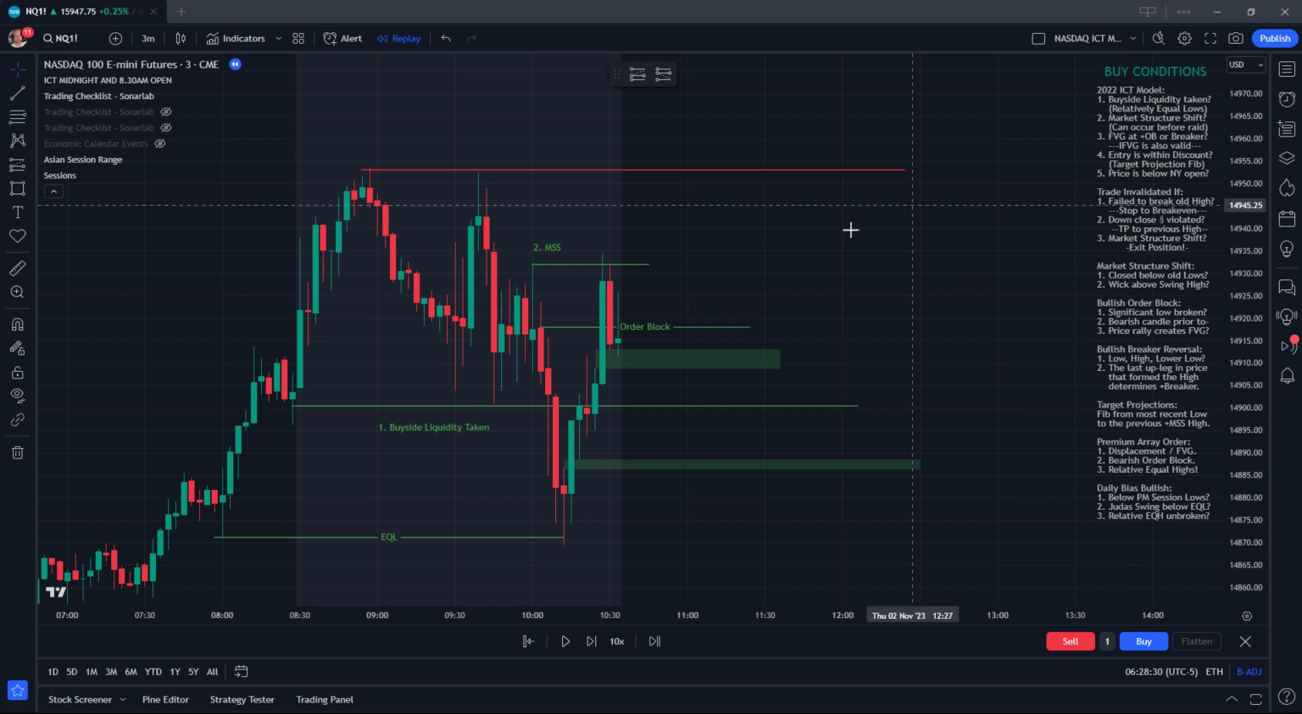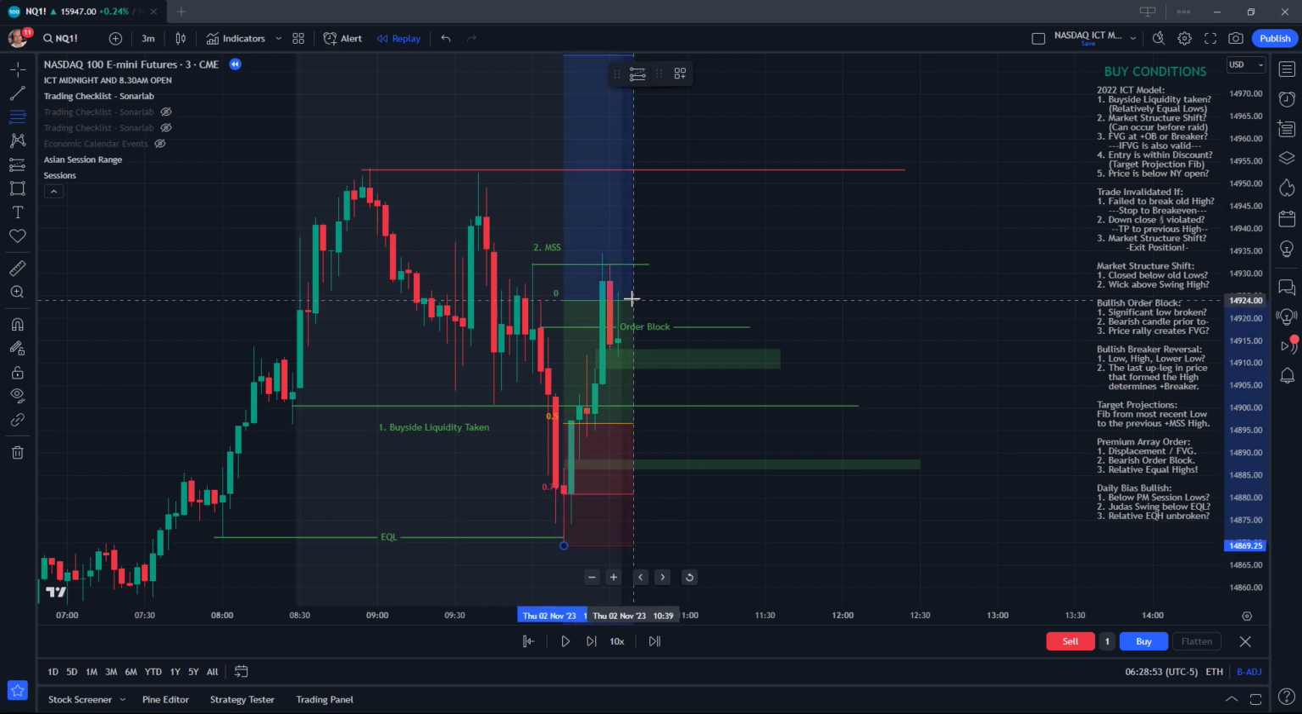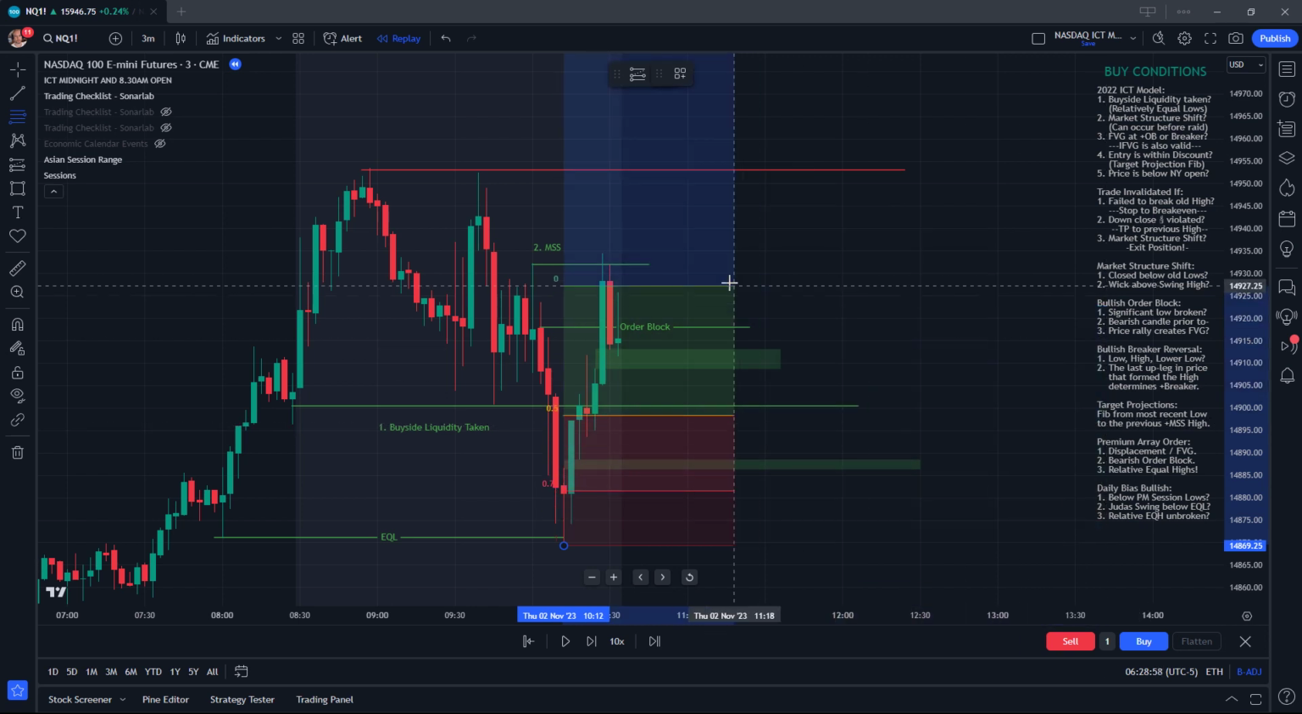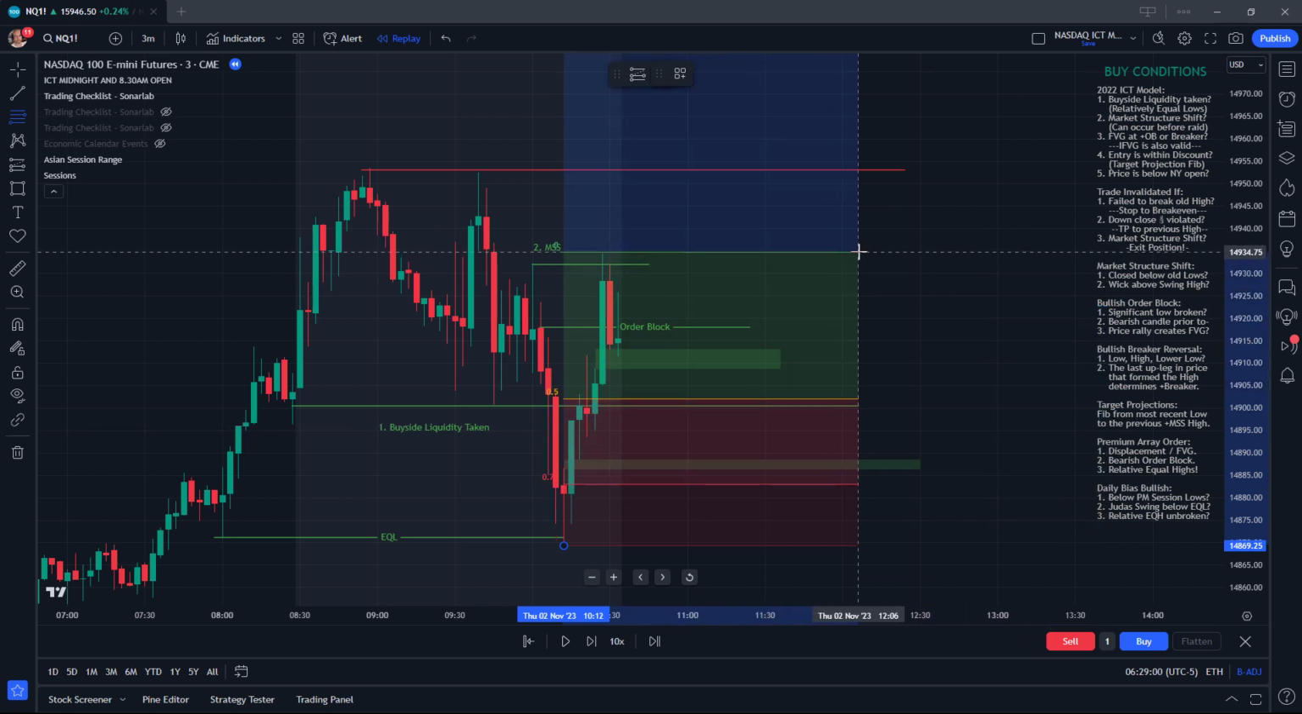Okay, next we need entry to be within a discount. So I would have liked to see this market structure shift to be a little bit more obvious, but we're just going to go with what we have here. So to find the discount, we need to do a fib from the most recent low, which is here, to the previous market structure shift high, which is here. We want our entry to be within a discount.